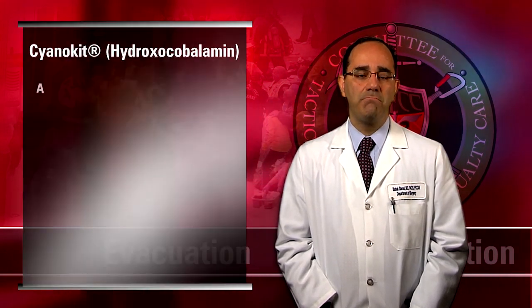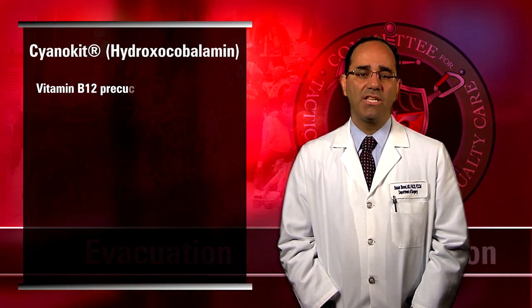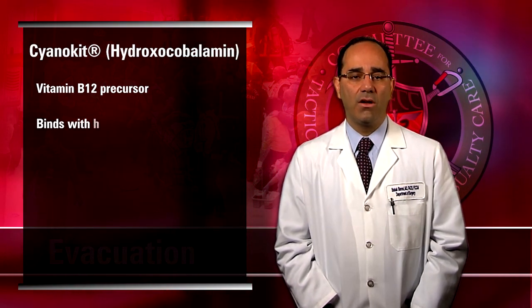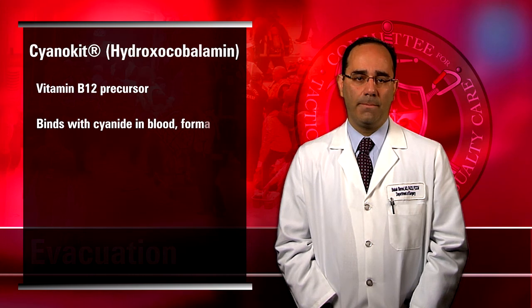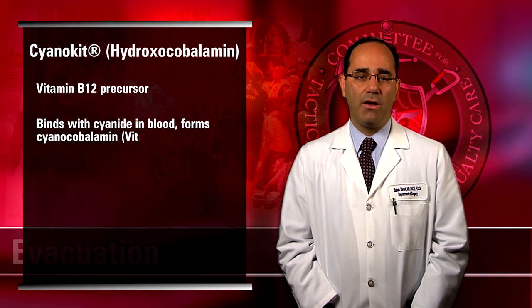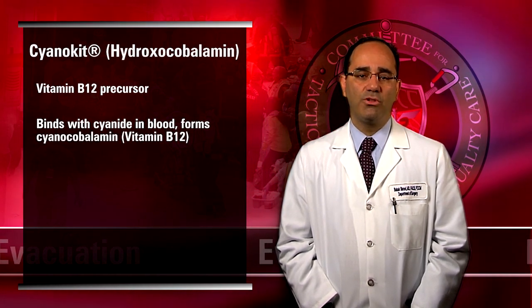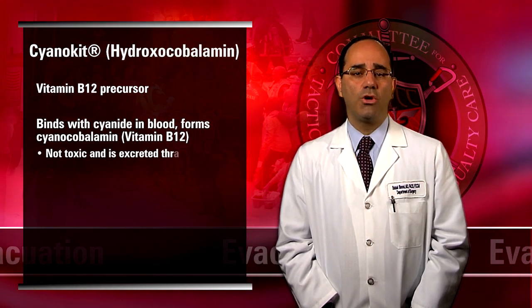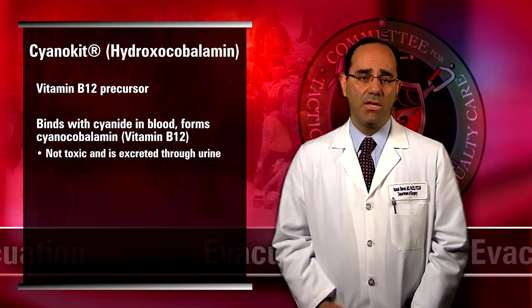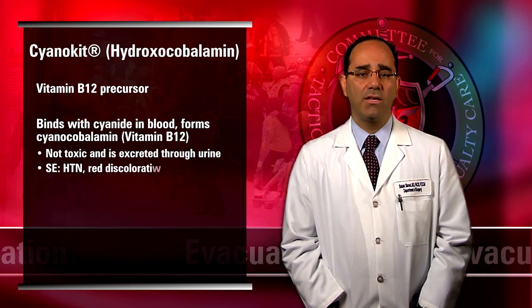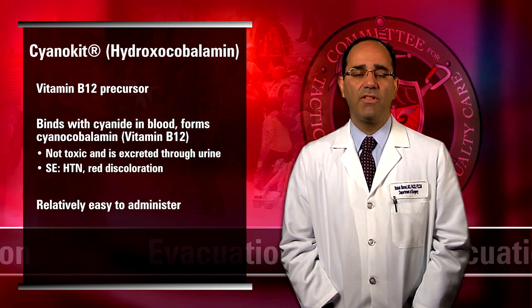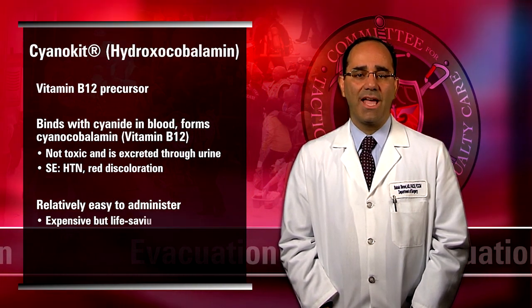Hydroxycobalamin is a vitamin B12 precursor that binds with the cyanide molecule in the blood, creating a non-toxic compound called cyanocobalamin. As the cyanide molecules are bound, tissue cells are able to begin to utilize the available oxygen. Hydroxycobalamin is a safe drug. When it is administered, it may cause a small bump in the blood pressure, and it will cause the patient's skin to appear flushed. Although Cyanokit is expensive, it is life-saving.